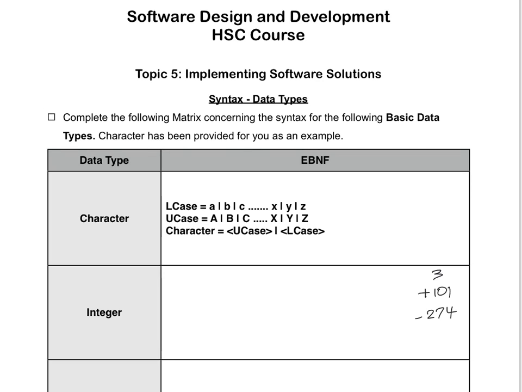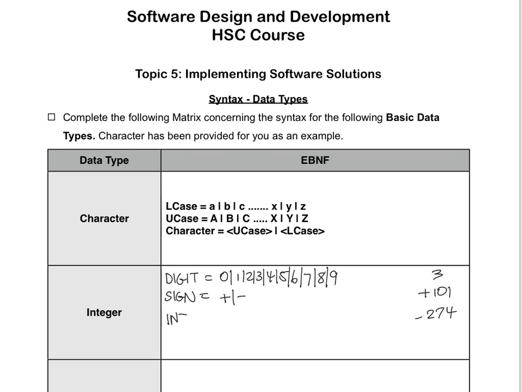So the first thing I'm going to do is define what a digit is, because I know that an integer is made up of digits. So digit is defined as either a 0 or a 1 or a 2 or a 3 or a 4 or a 5 or a 6 or a 7 or an 8 or a 9, and that's it. I know that it also has a sign. So I'll do sign is defined as a plus or a minus. Now I can start to construct what are the rules for an integer.